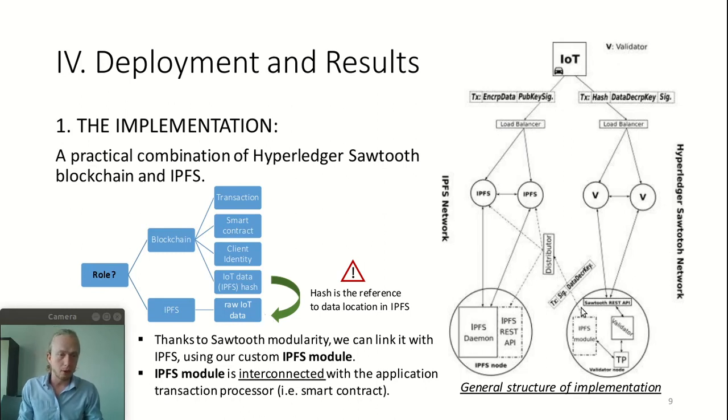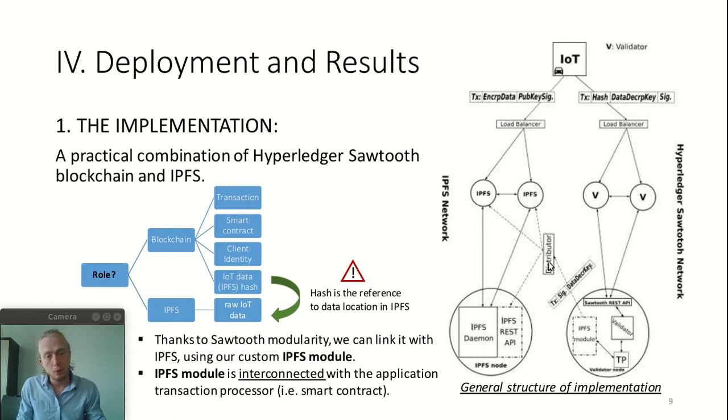As you can see on the graph of the structure of our implementation, we have the IoT here that will send transactions. When a transaction arrives at a node, it will arrive at the REST API and be sent to the validator. The validator will pass it on to the transaction processor, and the transaction processor will communicate with the IPFS module that we built, and the IPFS module will send information to the IPFS REST API. This is also an API that we built.